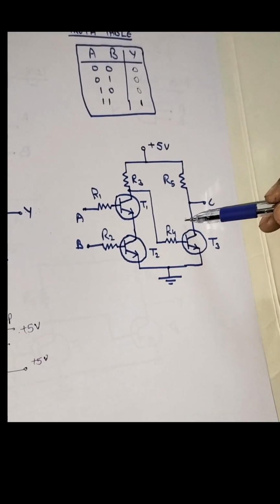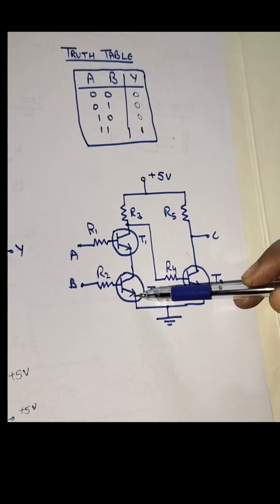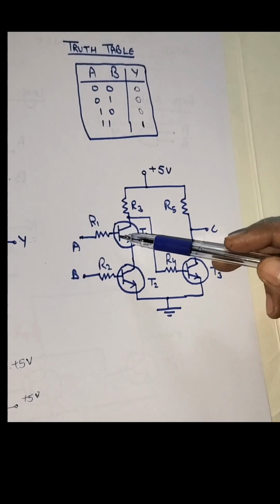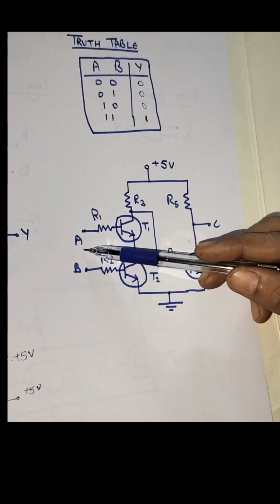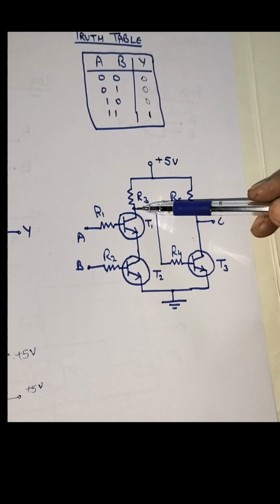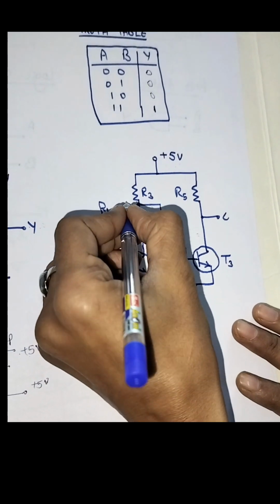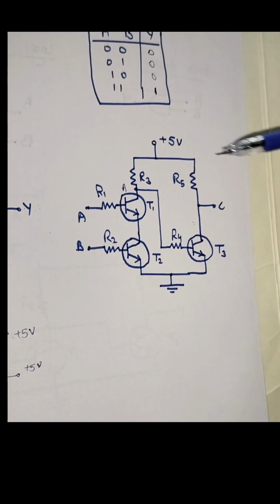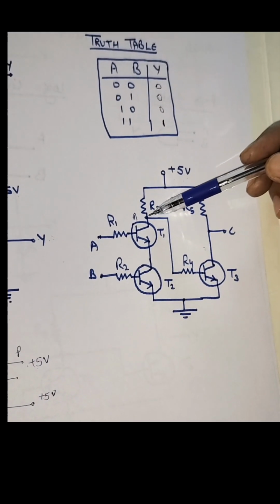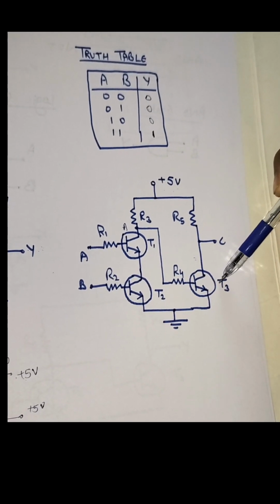So here you can see we have given a plus 5 volt supply to transistor 1 and 2. To the base of these transistors we have applied our input A and B, and the output of these transistors from this point we can name it as A. Okay, so this point A, the collector of the transistor, is connected to the base of the third transistor.